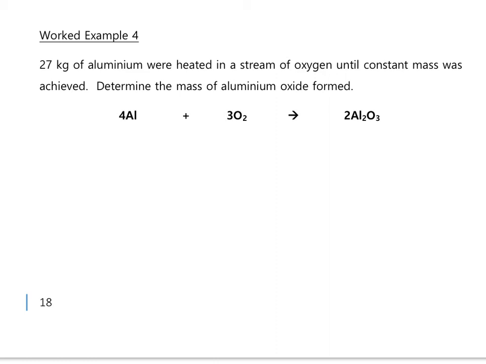So first step, write down all the information we know. First thing we're given is that we have 27 kilograms of aluminium. I need to convert that to grams first of all. So I times by 1,000, 27 kilograms is 27,000 grams. That's of aluminium, so I write that down underneath my aluminium value. That's 27,000 grams.